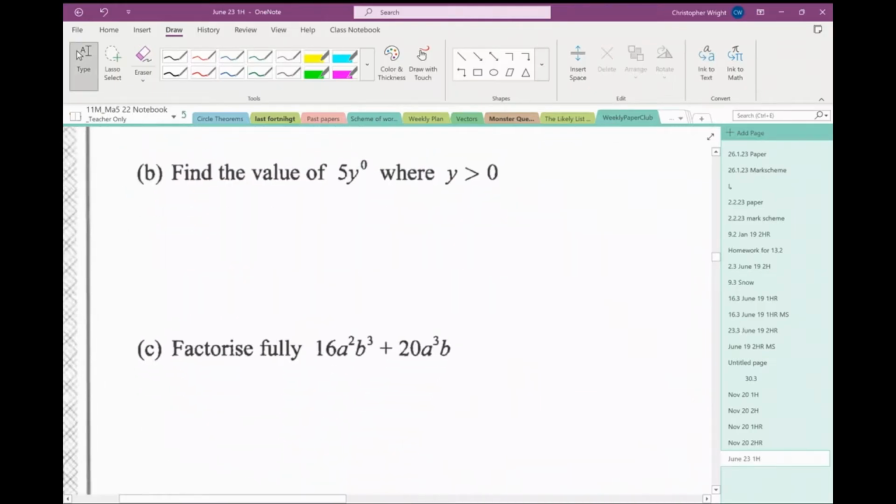Find the value of 5 times y to the power of 0, where y is positive. Well, y to the 0, anything to the 0 is 1, isn't it? So 5y to the 0 is 5 times 1, which is simply 5.